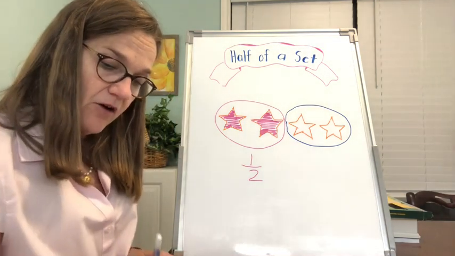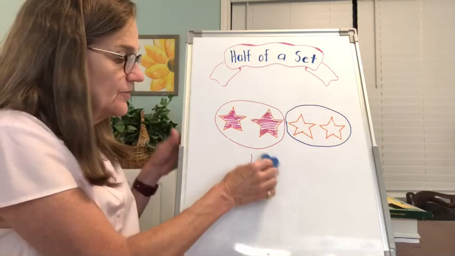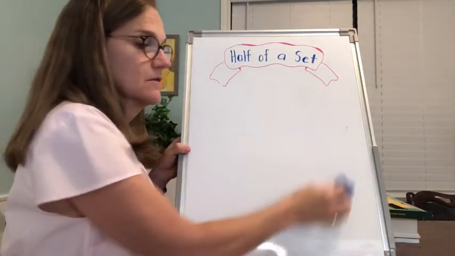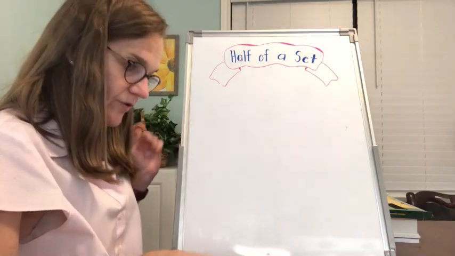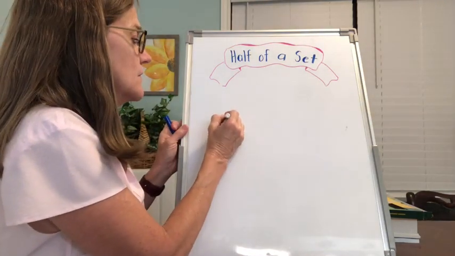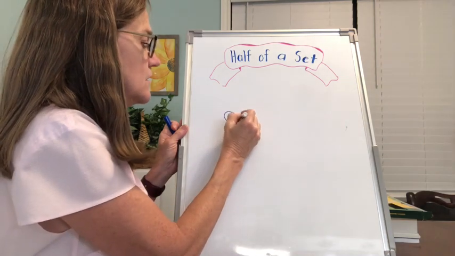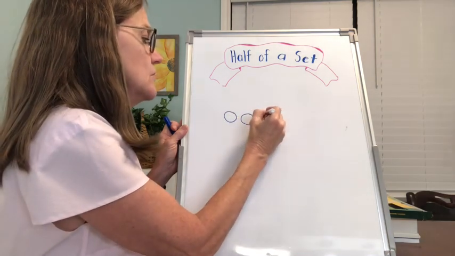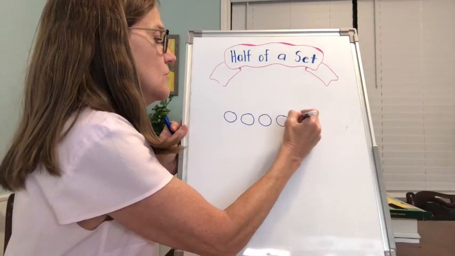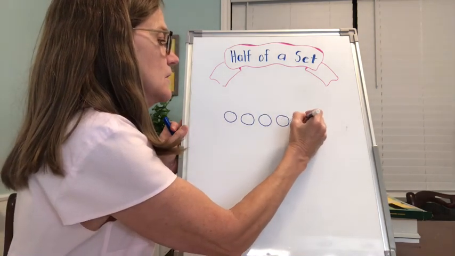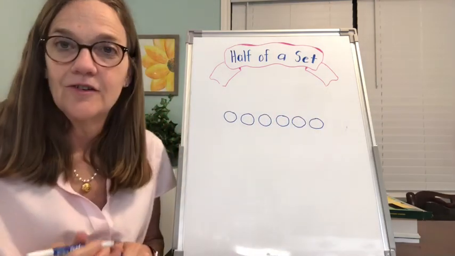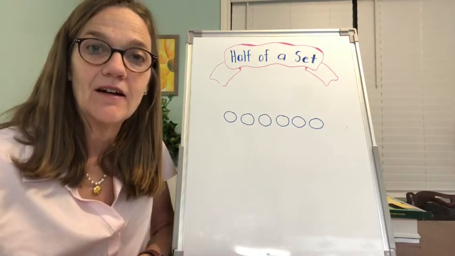All right, now let me draw some circles here for you. I think I can draw circles. 1, 2, 3, 4, 5, 6. We've got 6 circles there.